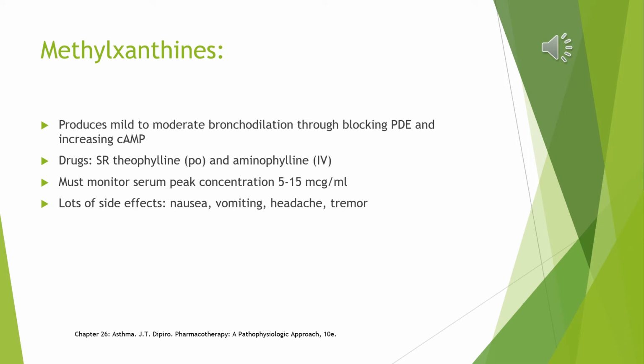The methylxanthines work by producing mild to moderate bronchodilation by blocking phosphodiesterase and increasing cyclic AMP. The two drugs in this class are theophylline, which is PO, and aminophylline, which is IV. This class is different because you have to monitor serum peak concentrations to maintain it between 5 to 15 micrograms per mL. And they also have a lot of side effects, including nausea, vomiting, headache, and tremor. So it's not very tolerable for the patients. Therefore, we rarely use this class of medication anymore for the treatment of asthma.